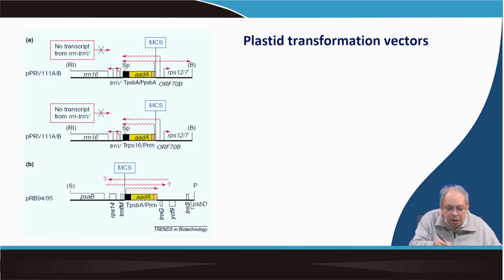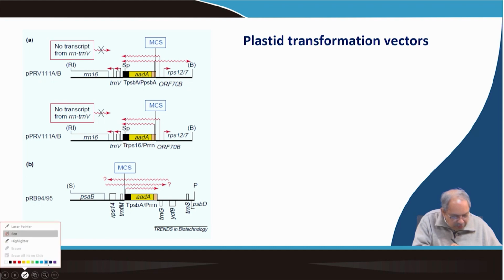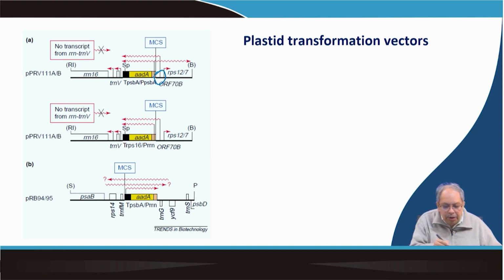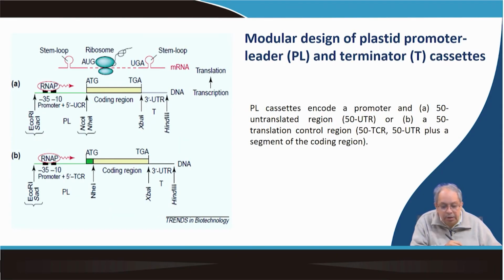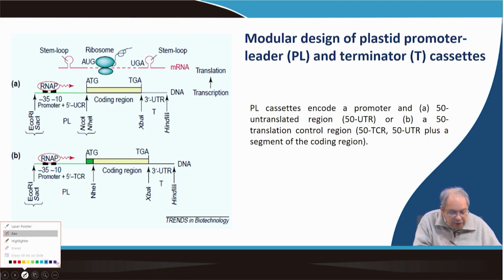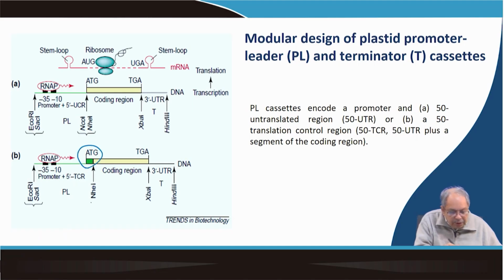So, here this AADA gene is inserted, but apart from that there is a multiple cloning site here where the target gene can be inserted. We will not go into those details. There is another thing: in order to modulate the expression, sometimes the translation control region, TCR, is added. This is the 5 prime TCR. That will basically modulate a stronger expression than the one without it.